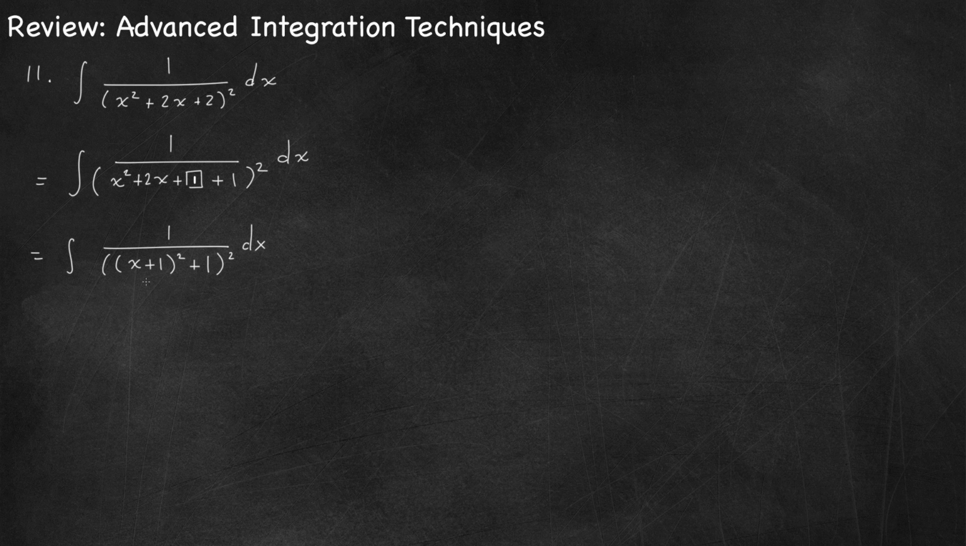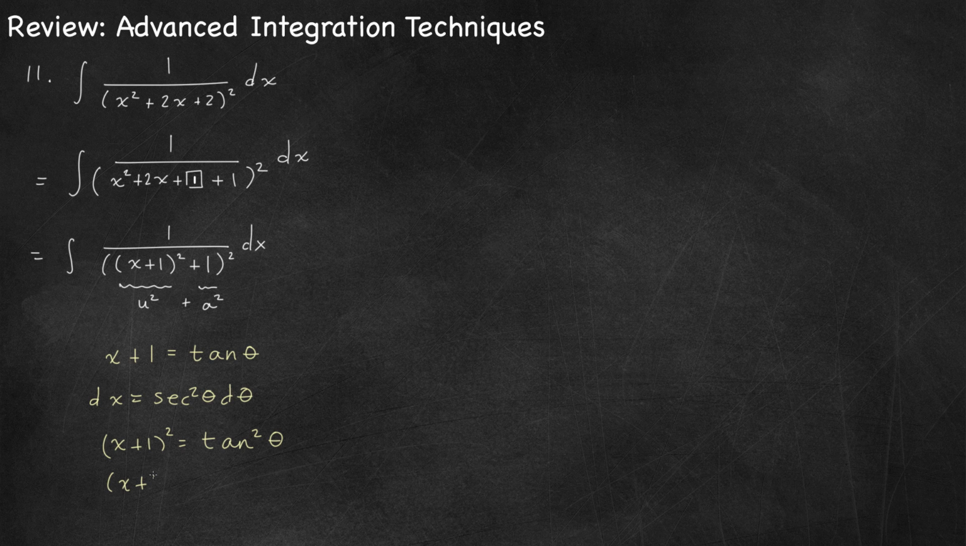Okay, so that's a little weird. I'm not used to seeing it like this, but we can think of this as u squared plus a squared. So unfortunately, this looks like another trig sub. We can say x plus 1 equals tan theta, since it's in the form of u squared plus a squared. Okay, then our dx equals secant squared theta d theta, and x plus 1 squared equals tan squared theta, so x plus 1 squared plus 1 equals tan squared theta plus 1.